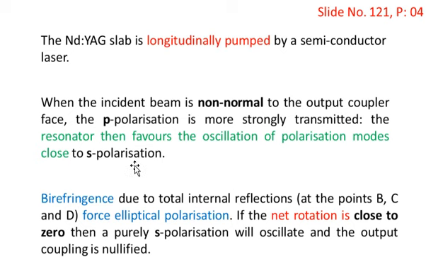So you see that since our incident beam is non-normal at the output coupler, it means that the P polarization is strongly transmitted through the front face of the crystal, or through the output coupler of the crystal, and the resonator, meaning the rest of the laser crystal structure, then favors the oscillation of the polarization modes close to the S polarization.